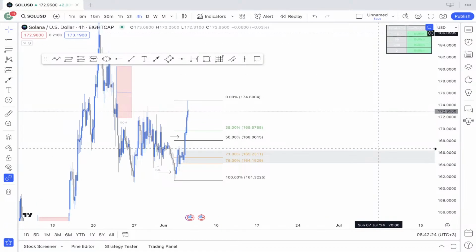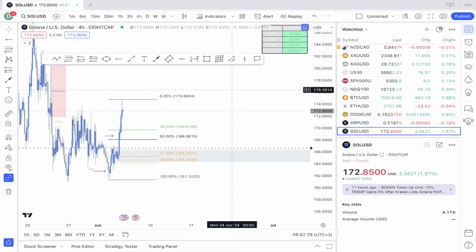And that being said, this was pretty much it for today's crypto, as well as the overall daily analysis.